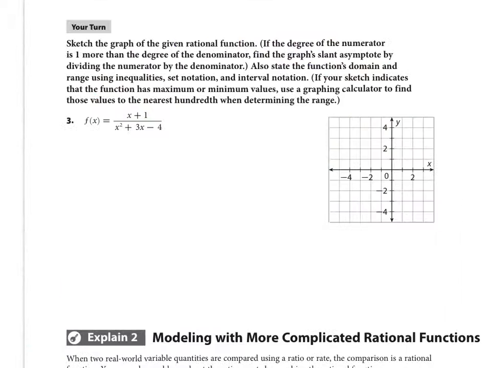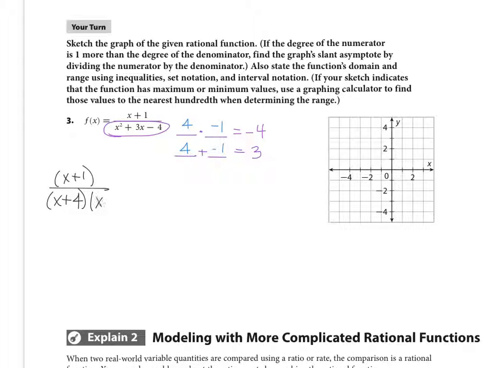All right. Okay, this last one looks a little bit different. Because the bottom is not factored, now I do have to factor first. So I want to factor this out. Remember, that means I'm looking for two numbers that multiply to give me -4 and add to give me +3. Those two numbers are going to be +4 and -1, which means when I rewrite it, it is x plus 1 on the top, and on the bottom, I'm going to have x plus 4 and x minus 1.